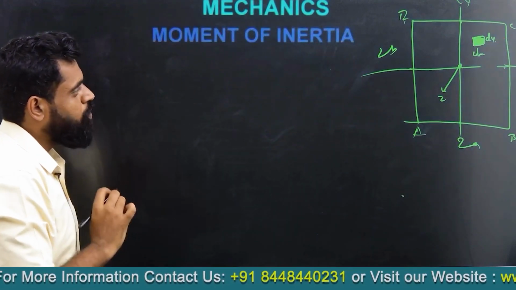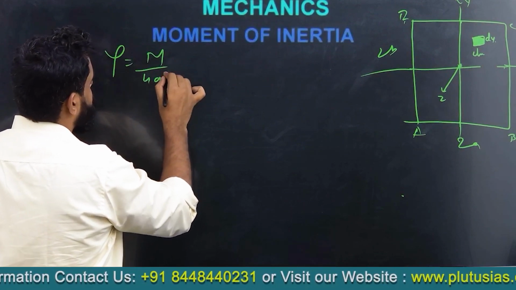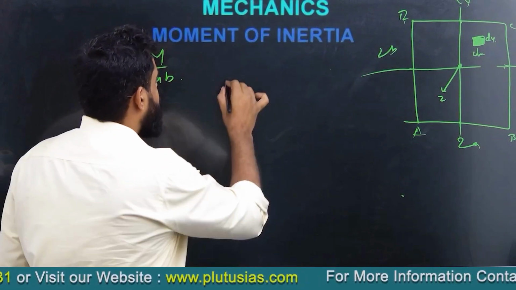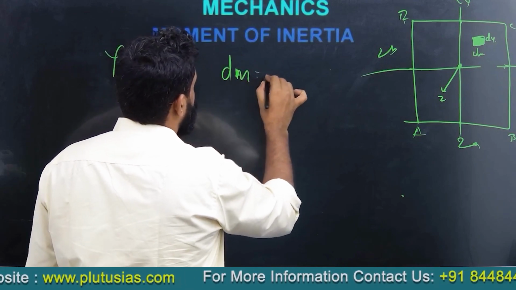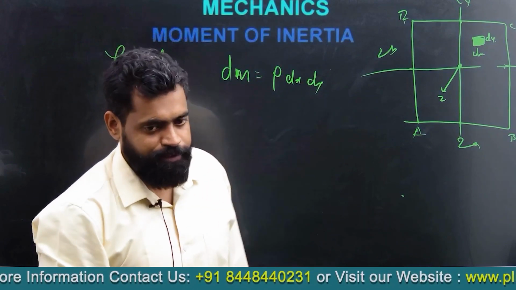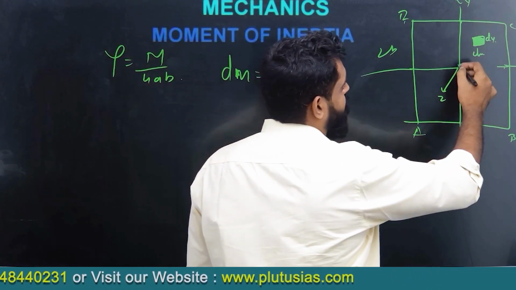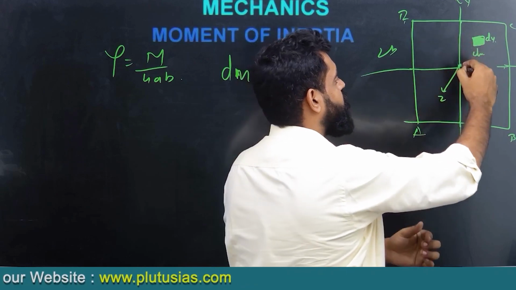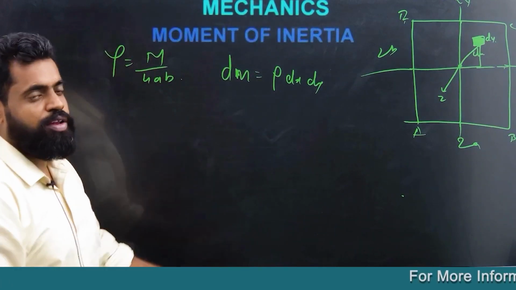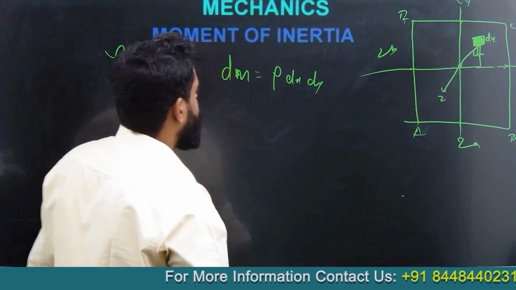First of all, what do we calculate? I told you, first of all we calculate rho, in this case same, M upon 4ab. Then we calculate the mass of the small particle which we have taken, that would be dm is equal to rho times dx dy. Now the distance from this axis, since this is perpendicular, the distance would be this distance. And what is this distance? This is x square plus y square. This is base square plus perpendicular square is the hypotenuse square.